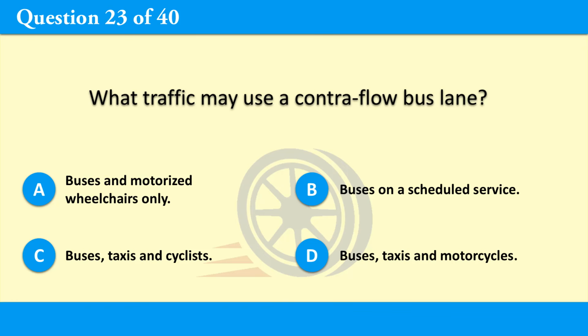What traffic may use a contraflow bus lane? A. Buses and motorized wheelchairs only. B. Buses on a scheduled service. C. Buses, taxis and cyclists. D. Buses, taxis and motorcycles.